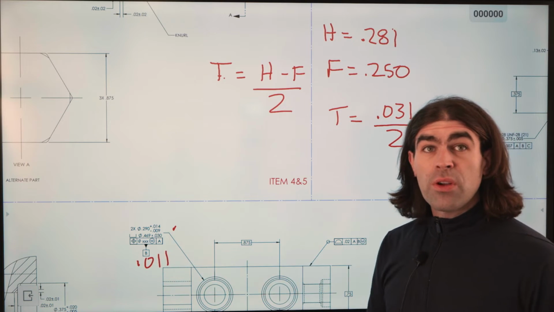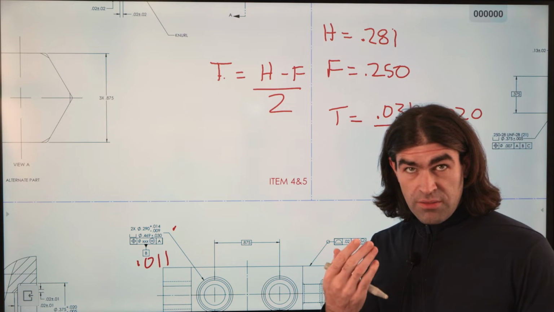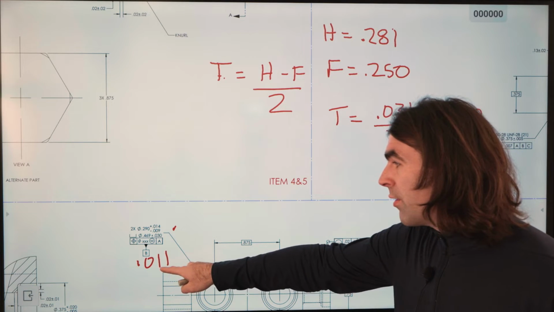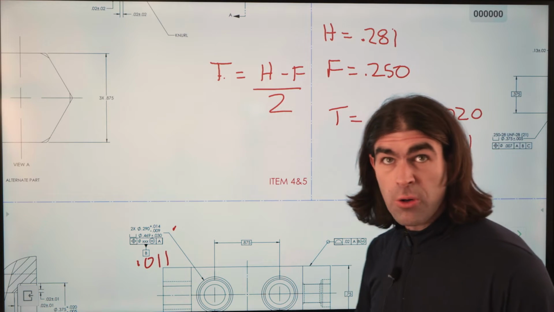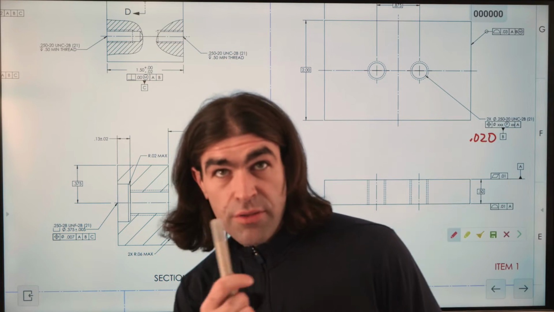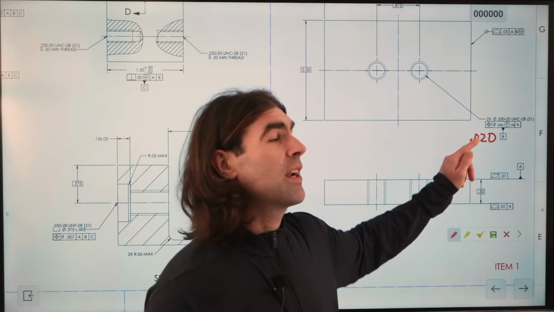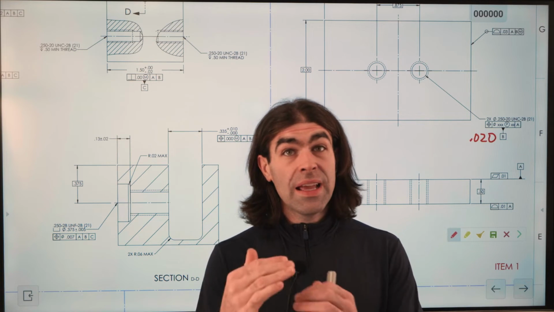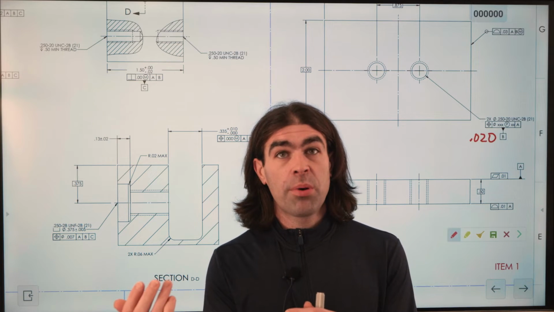So the clearance holes' value in the feature control frame is going to be a diameter 0.011 at MMC. Good to go. And then the value for these threaded fasteners is 20 thousandths. And then the projected tolerance zone is the thickest the mating part can be.